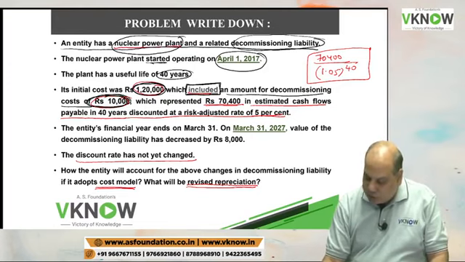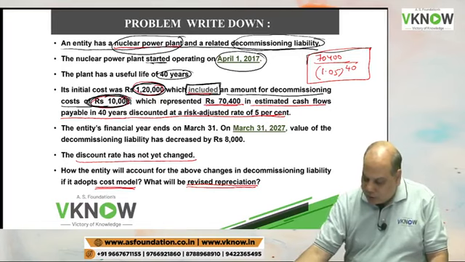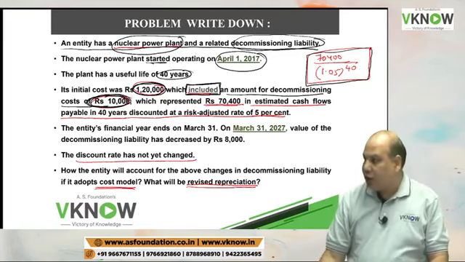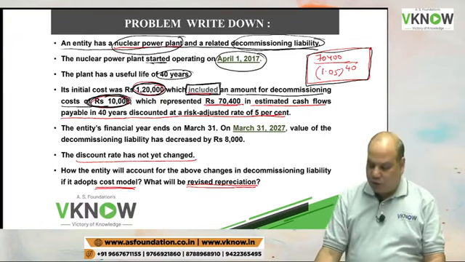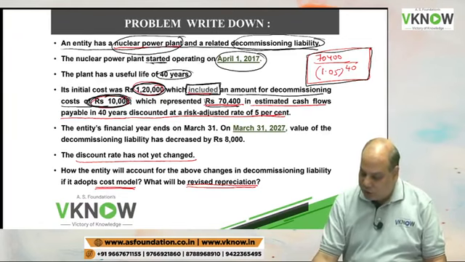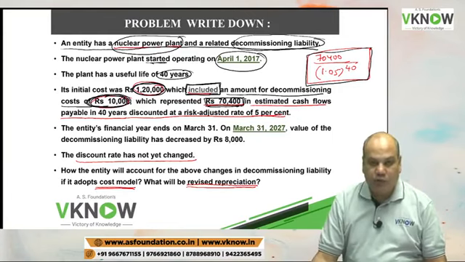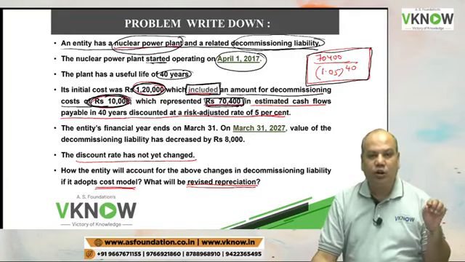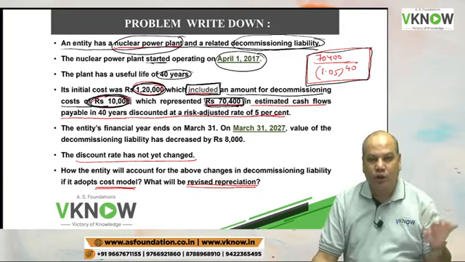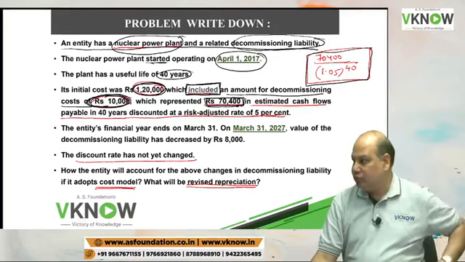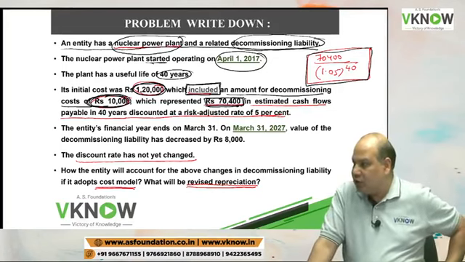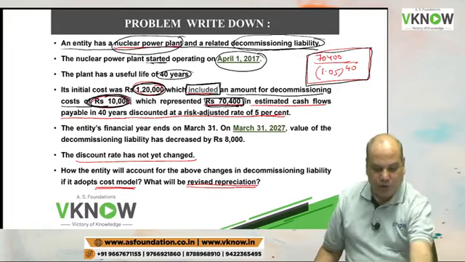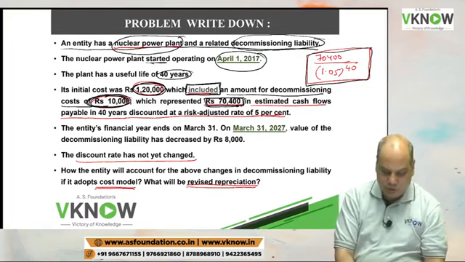How has this 10,000 come? Now try on your calculator: type 70,400, which is the estimated decommissioning cost after 40 years, divided by 1.05, press equal to 40 times, and tell me how much is the answer.